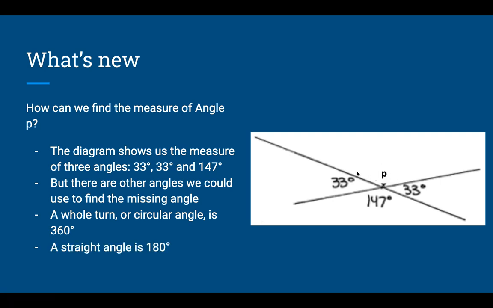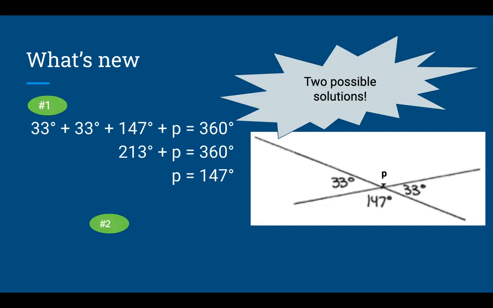Or you've also learned that a straight angle measures 180 degrees. So I could use that to find angle P. Both of those are totally valid solutions. So you could use either approach depending on how you see the problem yourself. I'm going to show you both solutions on the next slide so that you can see what that work looks like. In the first example, I've used my awareness that a full turn equals 360 degrees. So this 33-degree angle plus this 147-degree angle plus this 33-degree angle plus the missing angle P, altogether they should add up to 360 degrees. So that's one way to find the missing angle P.